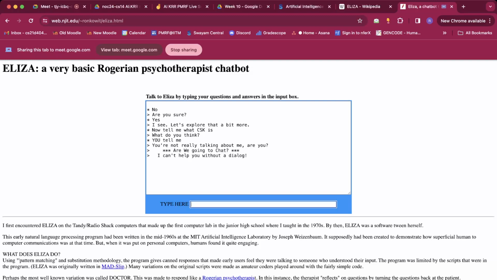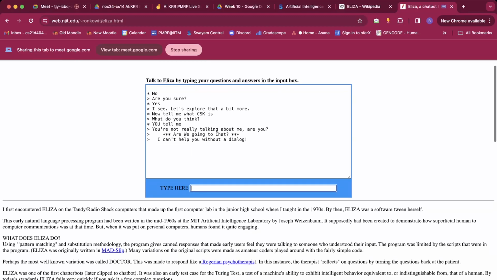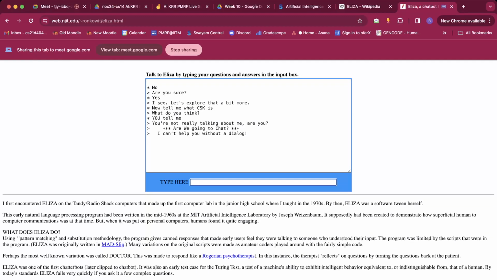But the flaw of ELISA is that it is based on a very primitive and simple pattern-matching approach. It knows certain patterns in English sentences, and when you give it a certain input, it matches that with the knowledge that it has, and then replies based on that. So you cannot have a very meaningful or deep conversation with this chatbot. Here is an example that I had typed in for demonstration purposes.